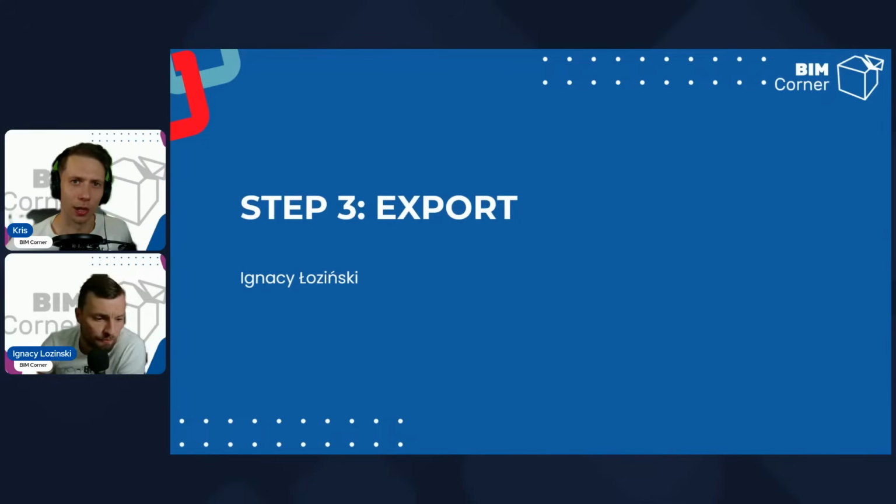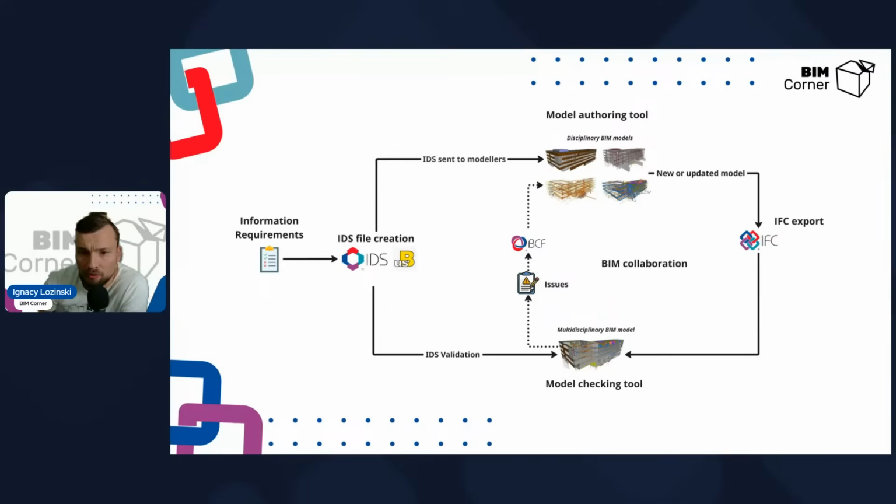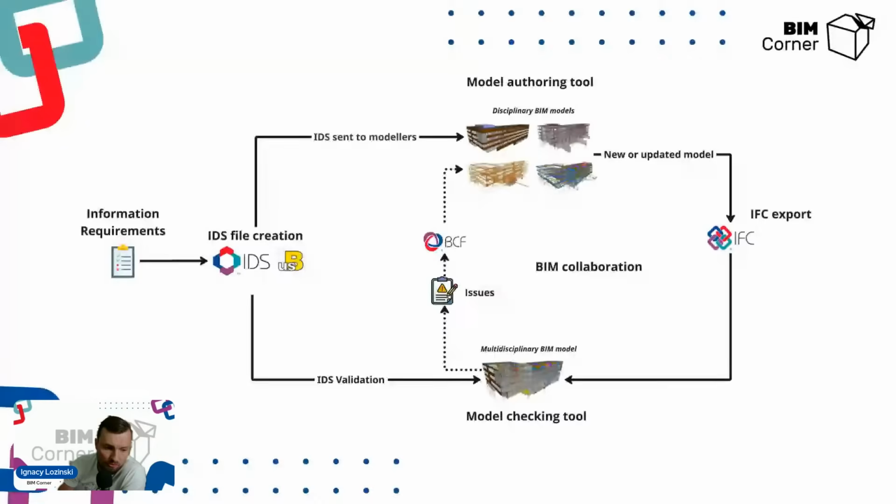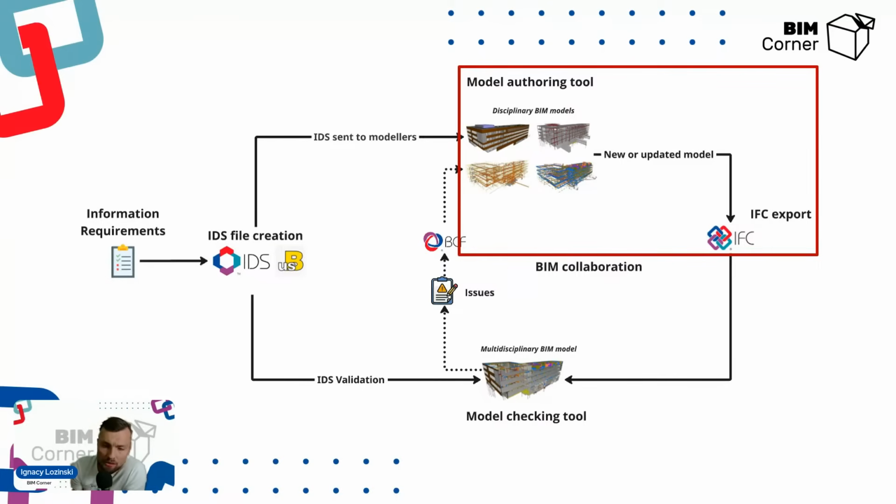So after requirements, we are going to export. Yep, this is step number 3. So let's jump into export. Basically, as Konrad said, first we have information requirements. The client says, hey, we want doors. We want all doors to have the fire rating property inside. Good. Also, Konrad said that once he gets these requirements, he needs to create an IDS file, and based on these information requirements, we are going to check whether they are met or not. Now we are going to move into the next step.